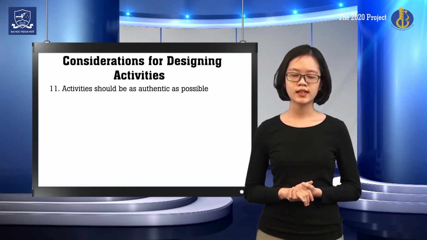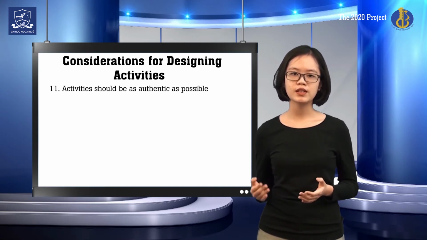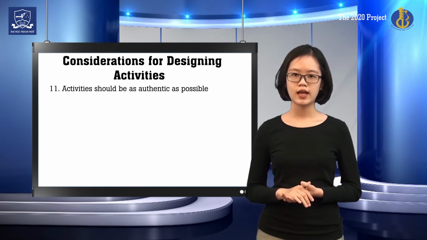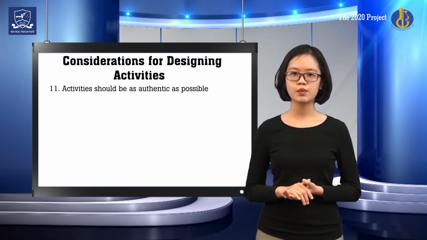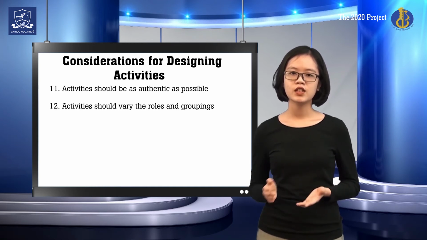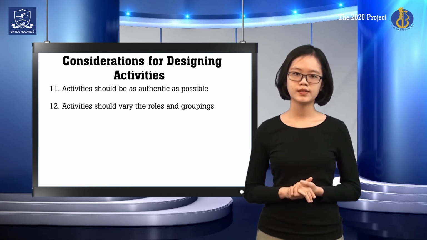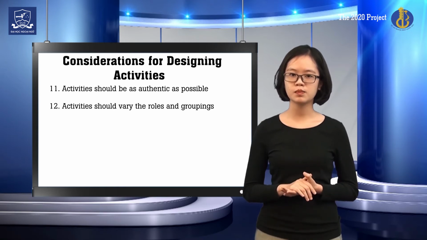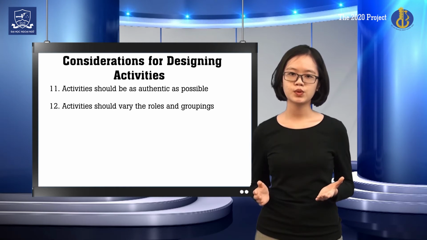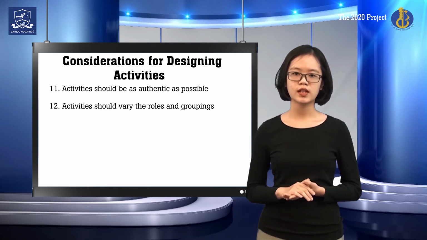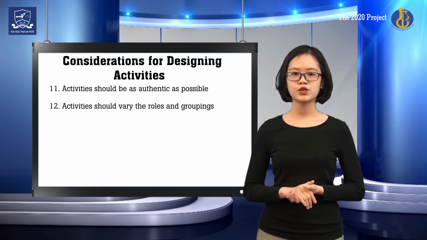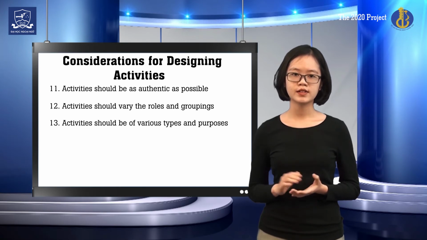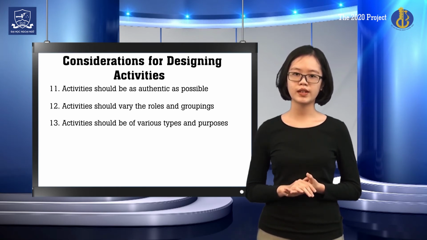Activities should be as authentic as possible, so that students see the relation with real language use and they can gain experience with real language use. Activities should vary the roles and groupings within the class so that students get different types of practice and responsibilities with respect to social context, so that students can experience and analyze different social roles. Activities should be of various types and purposes to provide adequate practice.